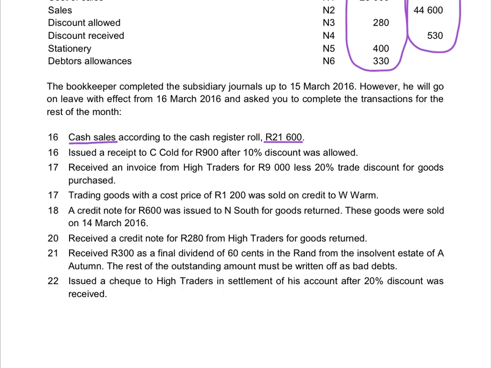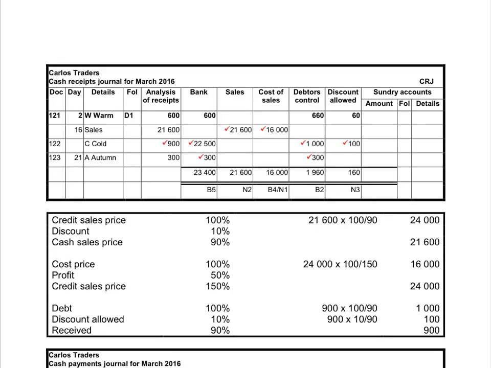When we receive money, we record it in the cash receipts journal. We will indicate that this transaction is on the 16th, sales. And in the analysis of receipts column is just like a till. We put the money in this column, and at the end of the day, we will take all the money out and go to the bank once and take the total amount to the bank. So you will not record this amount in the bank because there's an additional entry on the 16th.